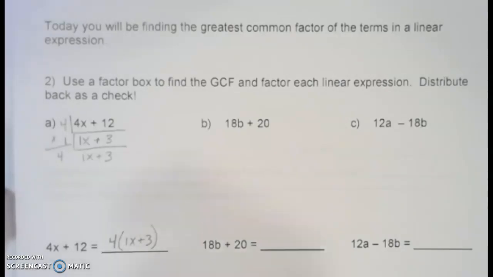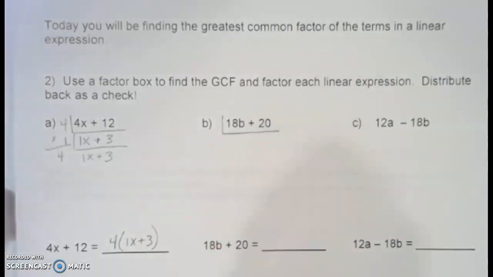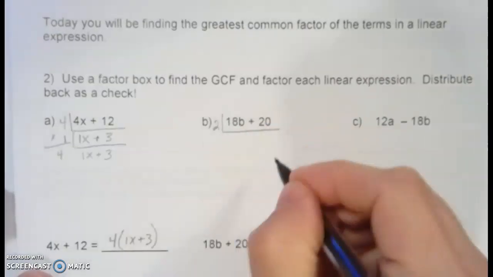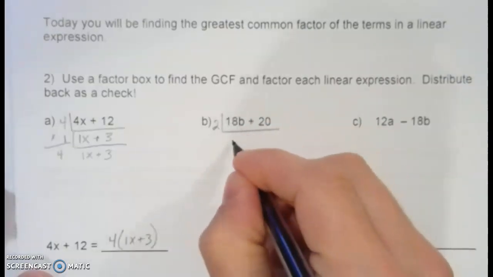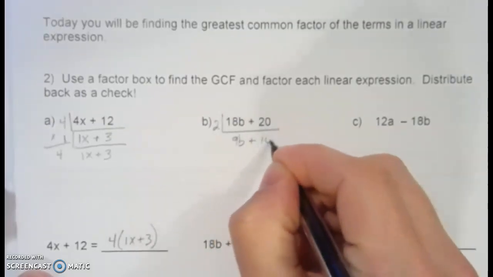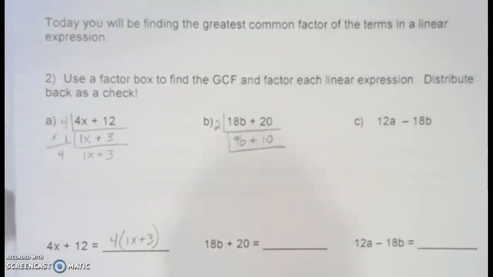In example B, put your factor box around 18b plus 20, and let's see what they have as a common factor. I know that 18 and 20 are both even, so I'll use 2. 18b divided by 2 is 9b. 20 divided by 2 is positive 10. And now I'll put my factor box around 9b plus 10.